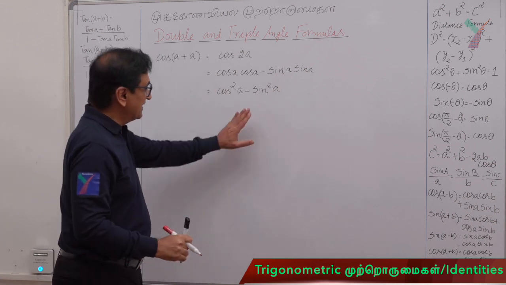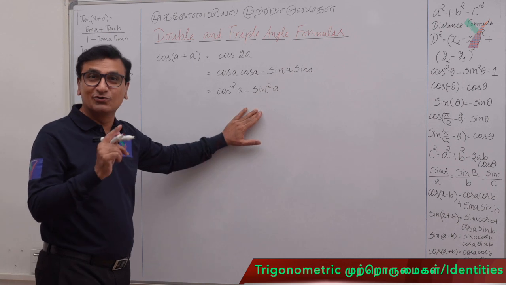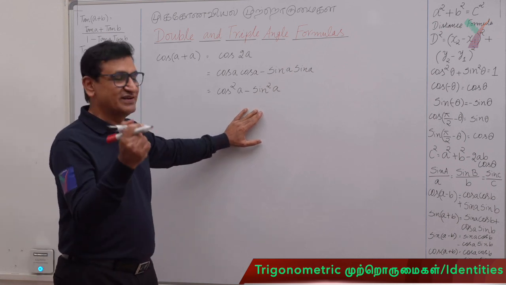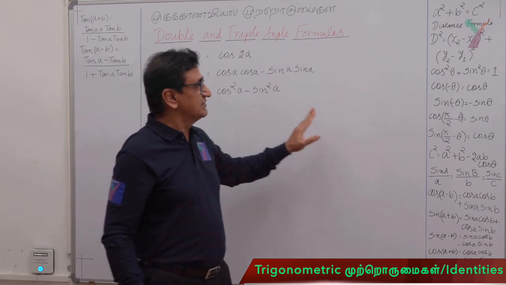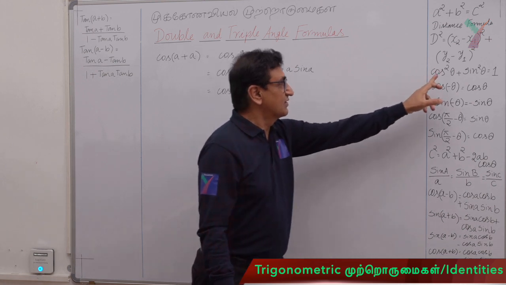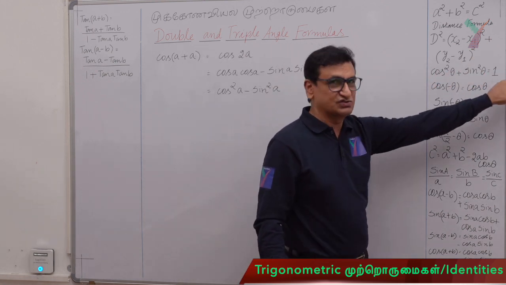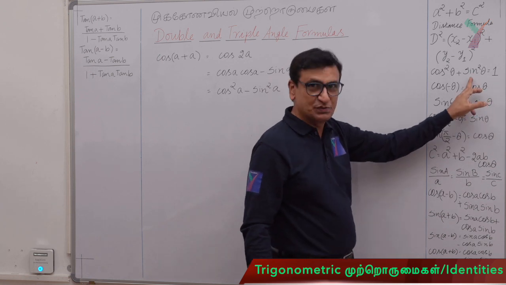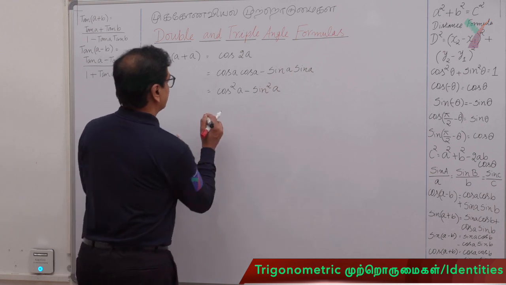But we are not going to stop here. Many textbooks will stop with this, but we are going to continue. Why? I'll tell you later. You will understand later. Sin square A is nothing but 1 minus cos square A. Correct? Using cos square theta plus sin square theta equals 1, I just have to take this cos square theta to the other side. Sin square theta would be 1 minus cos square theta. Using this, can we write this in a different way?